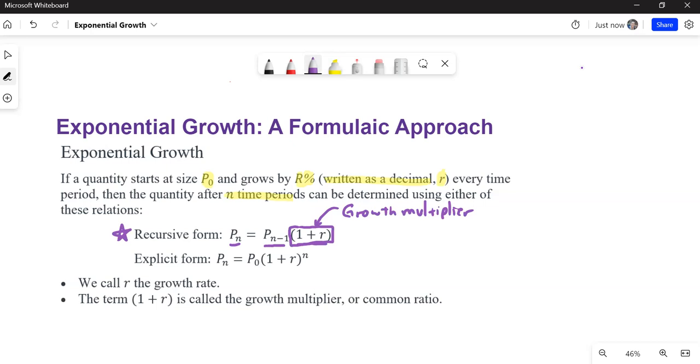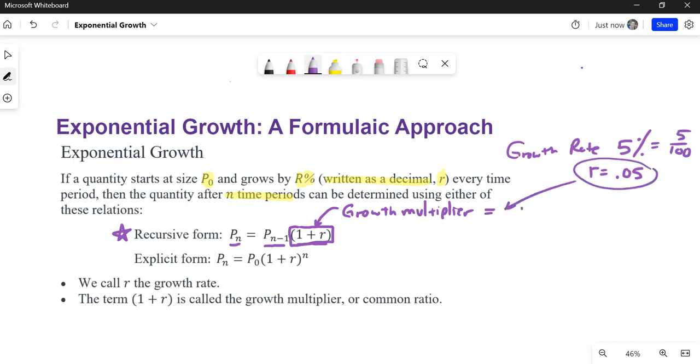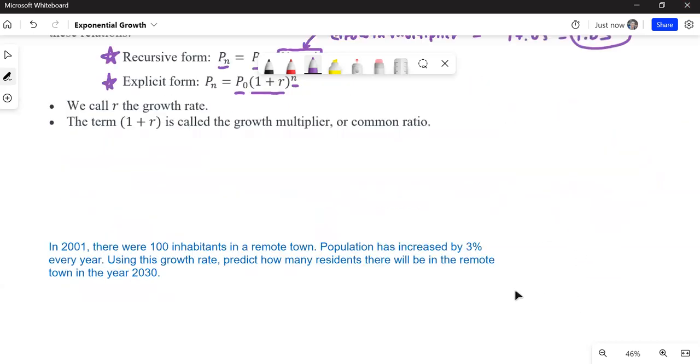Let's say that our growth rate for a certain population is 5%. That would mean that r equals 0.05. Recall that we would do 5 divided by 100. But our growth multiplier from this would be 1 plus 0.05, or 1.05. Okay, so those are two different things going on. The explicit form of this, which will take us to any year or any time period, is we would start with P naught, that's our starting value, multiply by the growth multiplier for some period of time. Okay, let's take a look at some specific examples of how to do this.